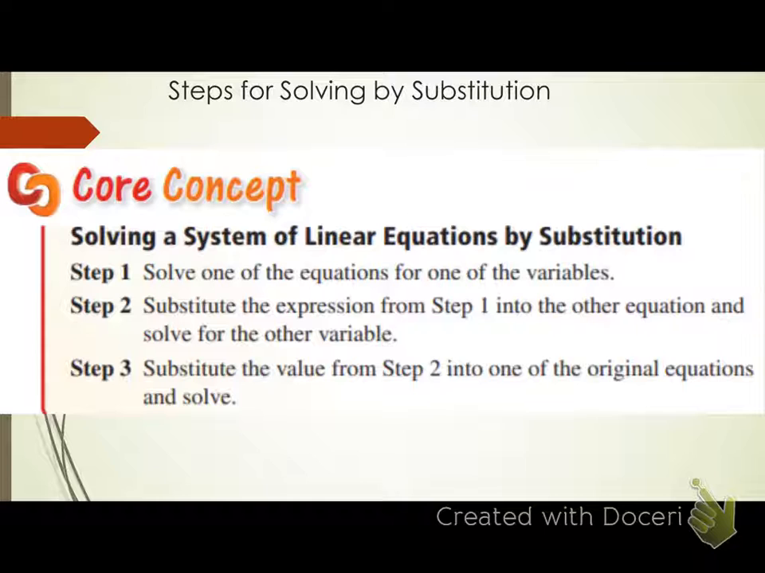Step 2, substitute the expression from step 1 into the other equation and solve for the other variable. So once we get a variable by itself in one of our equations, we're going to get a variable equals some type of expression. We can plug that expression in for that specific variable into our other equation. And then step 3, substitute the value from step 2 into one of the original equations and solve. So this may not make a lot of sense right now, but hopefully once we jump into the examples, it'll make some more sense.